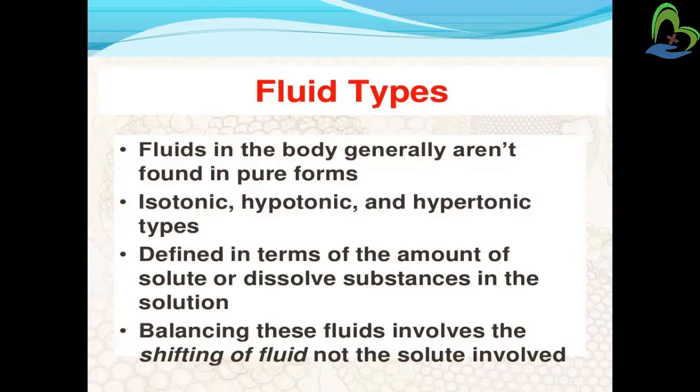Okay. So the types of fluid are mainly three: isotonic, hypotonic and hypertonic. They are defined in terms of the amount of solute or dissolved substance in the solution. Suppose one solution is there, and the substance which we dissolve in that solution is known as a solute. Okay.